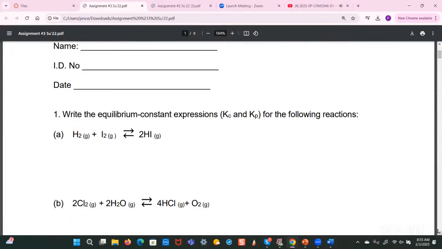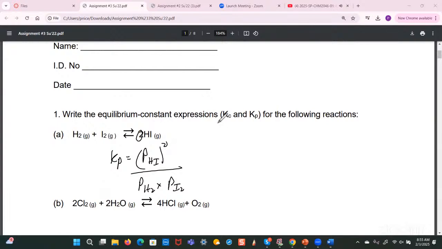So for the first one, Kp would be equal to the concentration, not concentration, I'm sorry. I'm making a mistake already. It's the pressure of HI, and that will be squared because of the two here, divided by the pressure of H2 times the pressure of I2. And that's it, right? So similar arrangement in terms of the terms for the different components, but you're using pressure terms, not concentration terms, because you're calculating Kp.